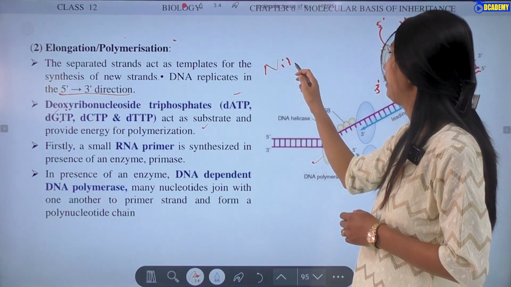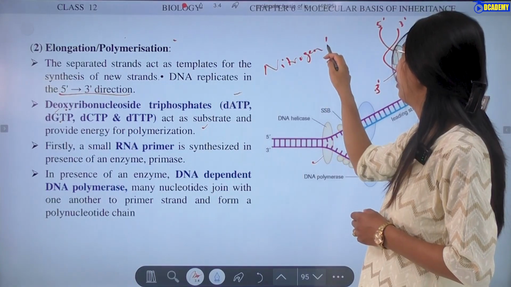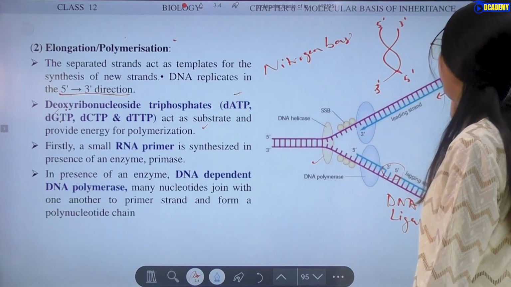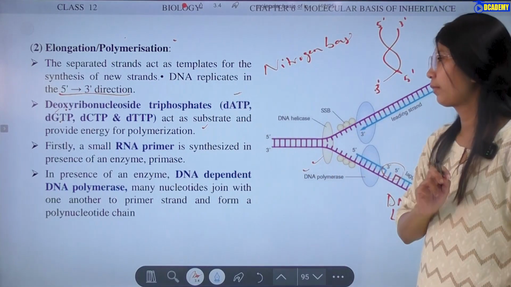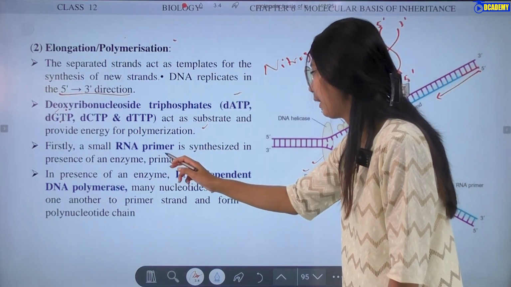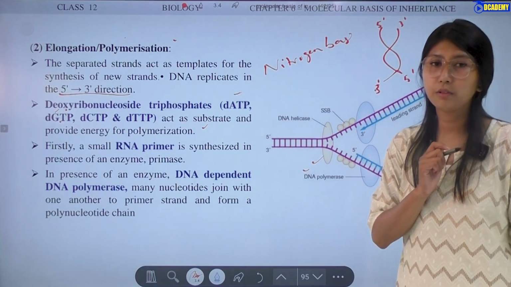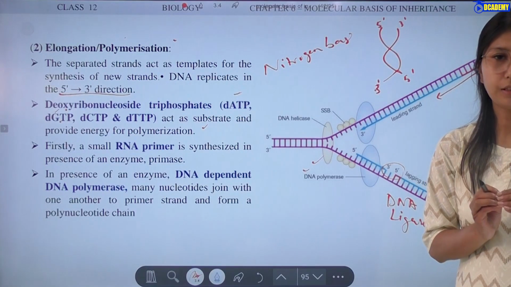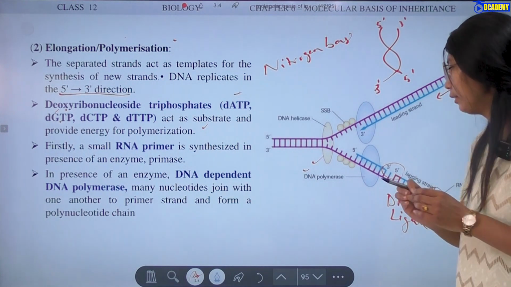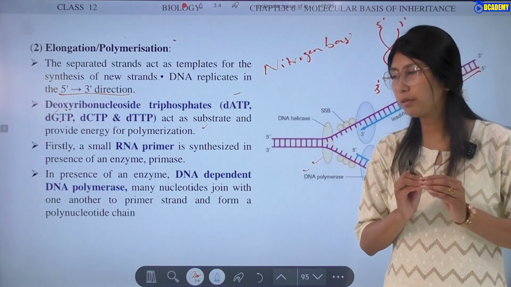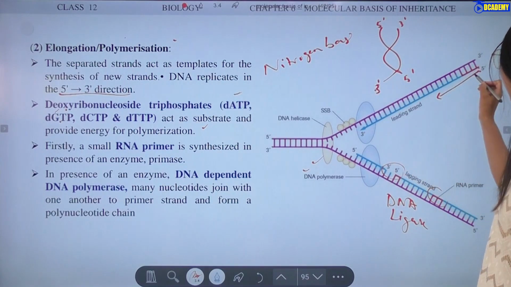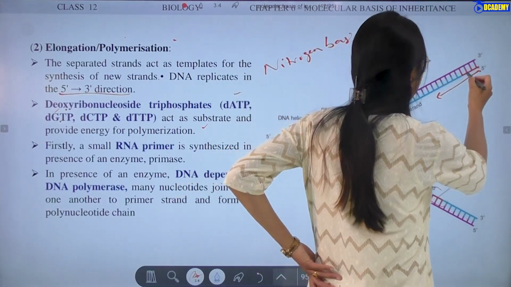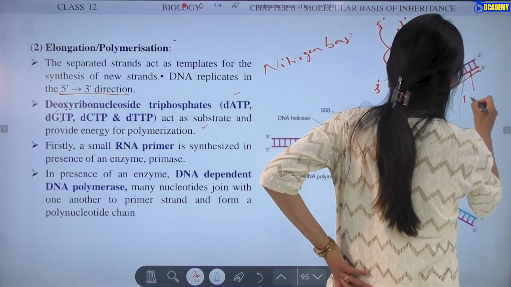The nitrogen bases are added to the DNA strand by DNA polymerase. Firstly, a small RNA primer is synthesized in the presence of an enzyme called primase. DNA polymerase then starts from the RNA primer. This is the RNA primer.